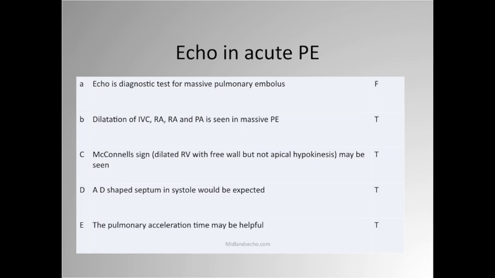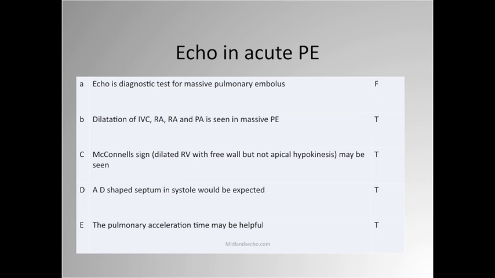Dilatation of the right heart filling vessels, both right heart chambers and the pulmonary artery, is seen in massive pulmonary embolus. That's correct, just because the pressure is so high. A mechanical sign of dilated right heart, where the free wall looks hypokinetic but not the apex, may be seen. That's true. That's recognised and described in pulmonary embolus. I'm not quite sure why it happens, but you just have to remember it, I guess. A D-shaped septum in systole would be expected. That's true. You'd expect to see right ventricular pressure overload.